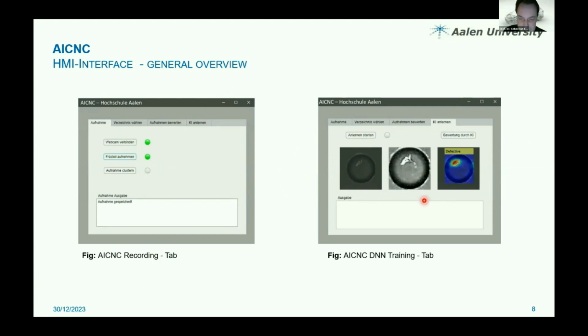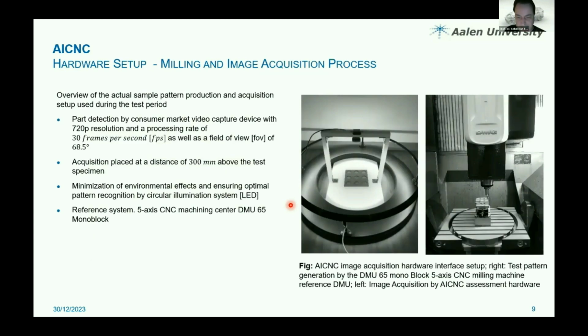Then here you see on the right side the training tab for the AI. Here you have a pattern that is cut out of the sample part, so you have a cluster pattern, and then you see a binarization process, and after this, we have the occlusion sensitivity map overlay. So we have some kind of overlay where we mark special defects at the parts for the user. These are the two most important parts of the process.